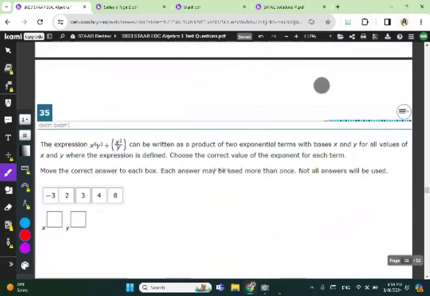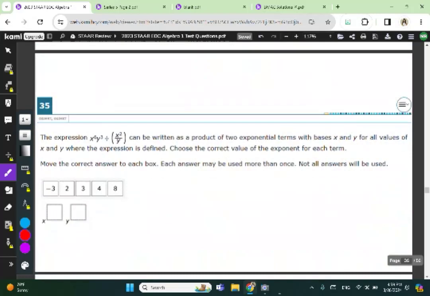Number 35, unfortunately, is one that you can't really type into the calculator. You actually have to know how to do it. I told you guys, we did an example where we were doing a basic example. So let's say we're dividing 3/2 by 4/5.